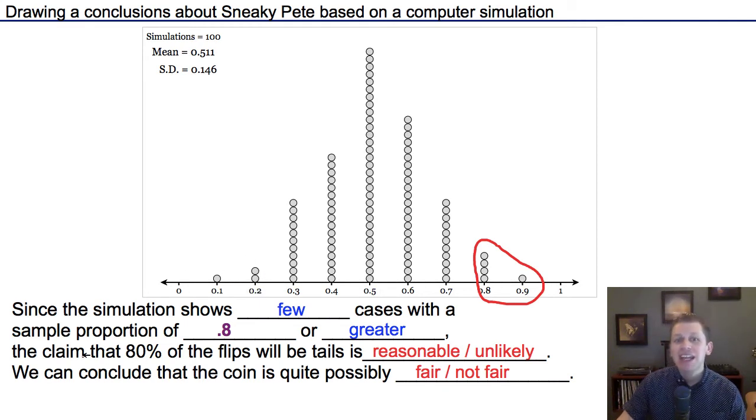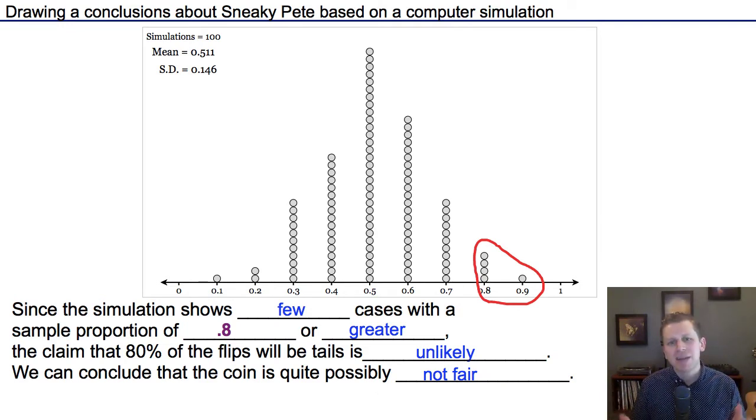So the claim that 80% of the flips will be tails is pretty unlikely. Think about it. We did this 100 times and 0.8 happened a very small percentage of the time. So we can conclude that this coin is quite possibly not fair. Do I know for sure that the coin is not fair? The answer is no. Of course it could happen that I get 8 tails, but it's pretty unlikely. So I would say that I could conclude that this coin probably isn't fair. Of course I'm not sure, but if I had to take a guess, I'd say Shady Pete. He pulled one over on us.